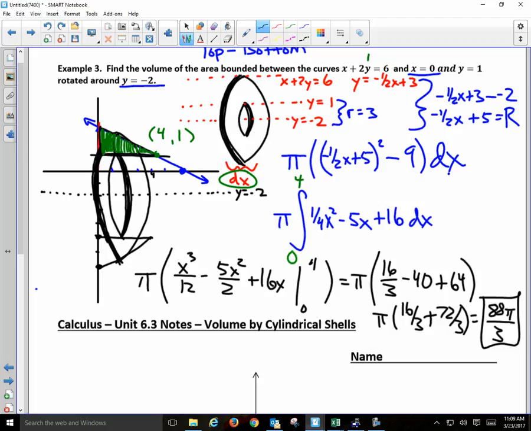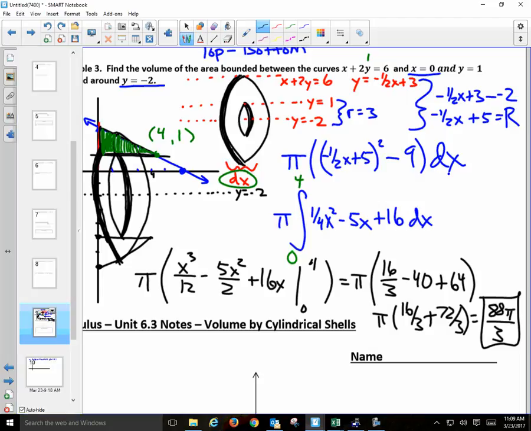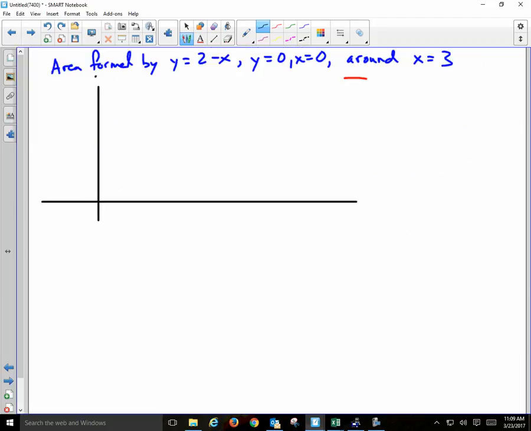Good work. One more. I'm going to give you an assignment today, and you're going to have all day tomorrow to work on it. You have no lesson. Full day to just work. Nothing else. On the very back of your notes, write down this. We're going to find the volume of the area formed by y equals 2 minus x, y equals 0, and x equals 0. And we're going to rotate it around x equals 3. Very back page, write a new spot. So you should have a blank sheet of paper on the very back of your notes.